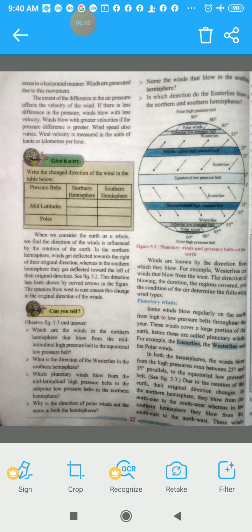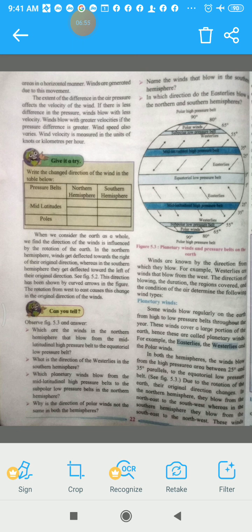Yes, so what did we study from here? In the southern hemisphere, come towards the explanation on page number 22. So in the southern hemisphere, they get deflected towards the left of their original direction. So you have to remember, in the northern hemisphere, winds get deflected towards the right of their original direction, whereas in the southern hemisphere, they get deflected towards the left of their original direction. Hope you have understood this.